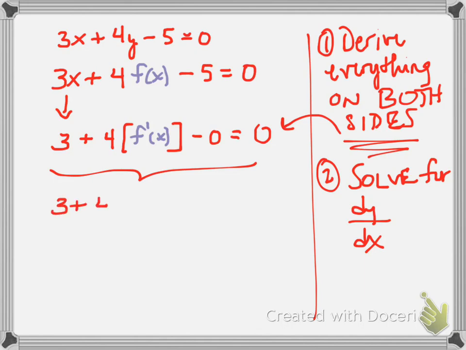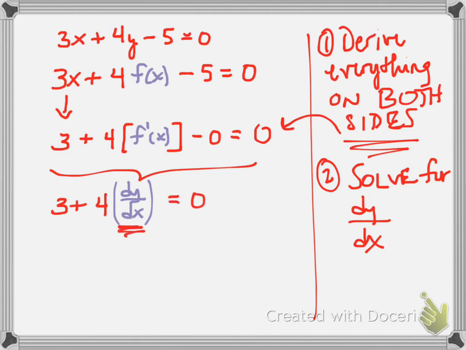So 3 plus 4, and then how about this? Instead of me writing f prime, one of the things we learned was that you have multiple ways of saying the same thing. So f prime of x is the same thing as dy/dx, right? So now it becomes a little clearer what we're supposed to be doing.